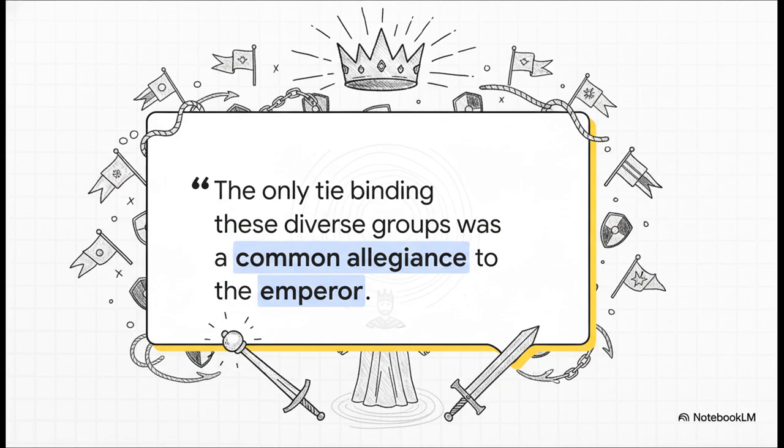With all these different people, speaking different languages, having different cultures, what was the one thing that held them all together? Well, this quote says it all. It wasn't a shared identity. The only thing binding them was a common allegiance, a shared loyalty to one person, the emperor.